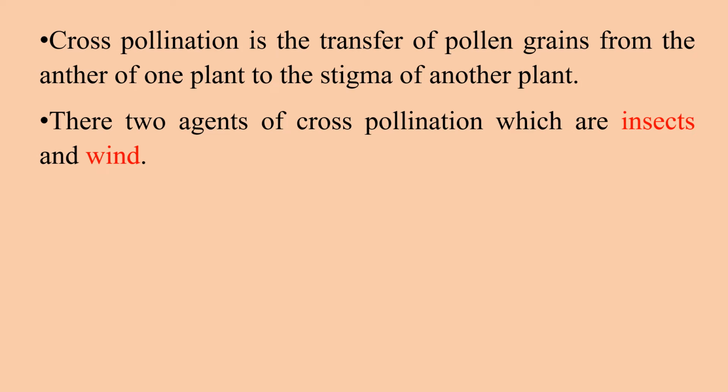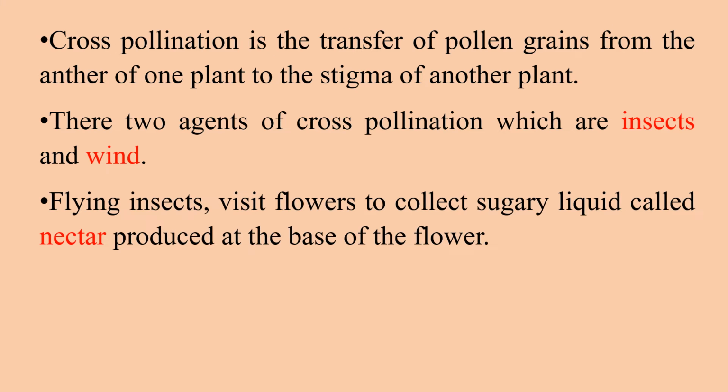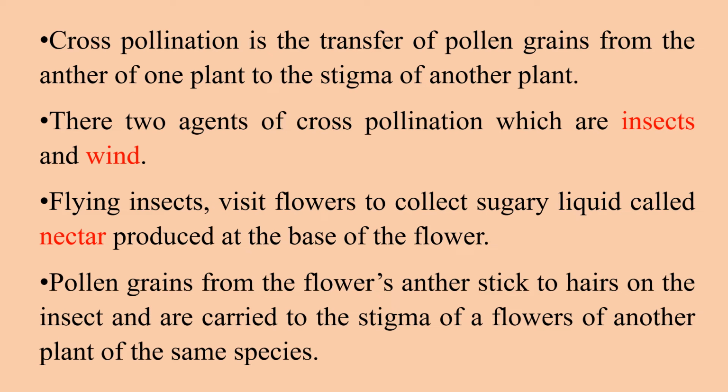There are two agents of cross-pollination, which are insects and wind. Flying insects visit flowers to collect a sugary liquid called nectar produced at the base of the flower. Pollen grains from the flower's anther stick to hairs on the insect and are carried to the stigma of a flower of another plant of the same species.